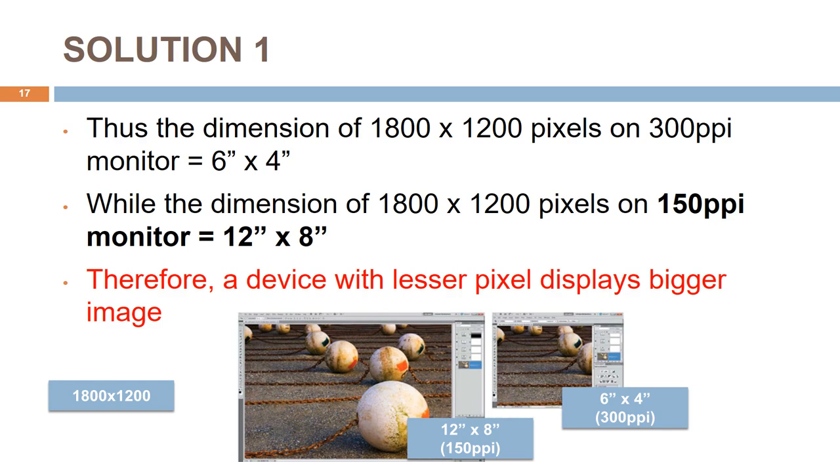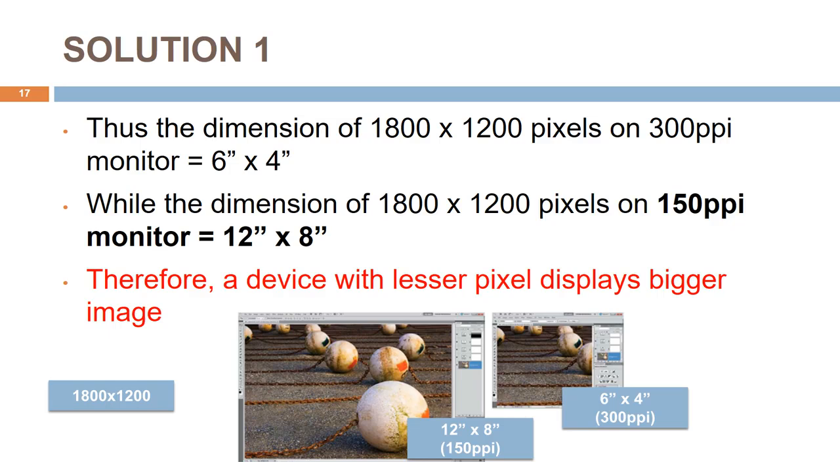We get 1800 divided by 300 PPI is equal to 6 inches of height, and 1200 divided by 300 PPI is equal to 4 inches of width. So the dimension of 1800 by 1200 pixels on a 300 PPI monitor is 6 by 4 inches. Repeat for 150 PPI resolution. We get 12 by 8 inches. So, we conclude that a device with fewer pixels per inch displays bigger images.